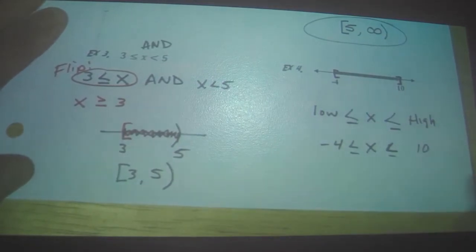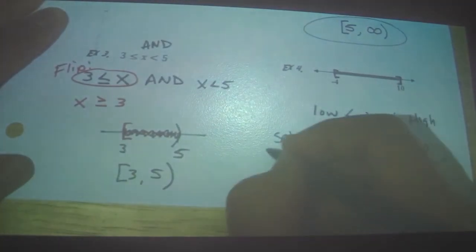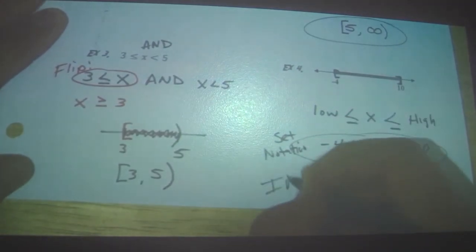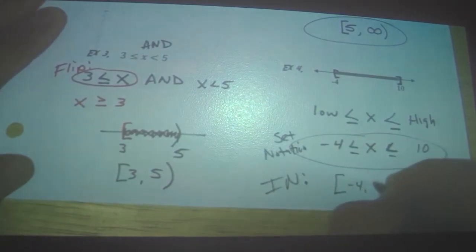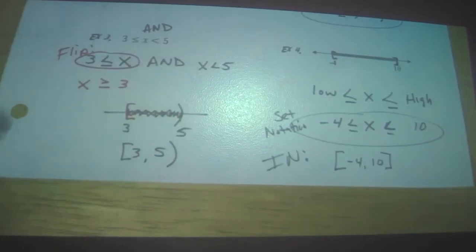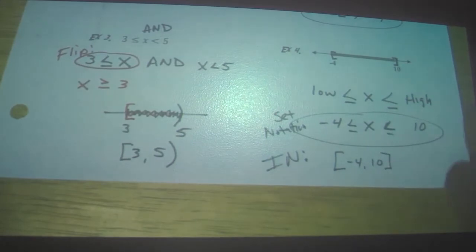And there you go. If you need interval notation, this would be our set notation. So that's set notation. If you need your interval notation, I call that IN for short. That would be -4 to 10 brackets around those. How do you like that? Is that good? All right, so there's 3 examples. I got maybe 2, maybe 3 more for this section.